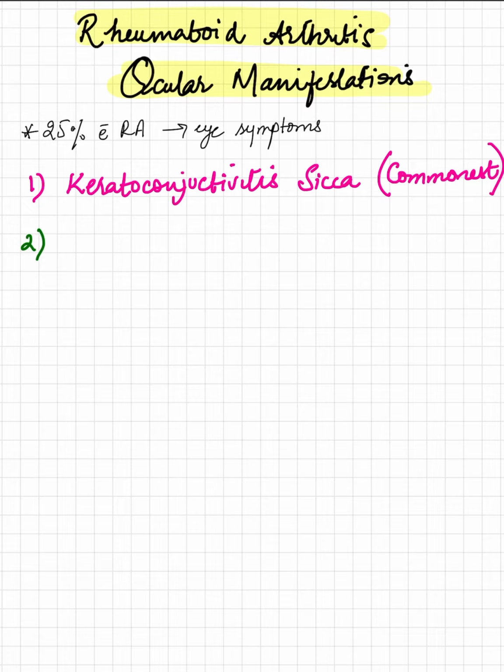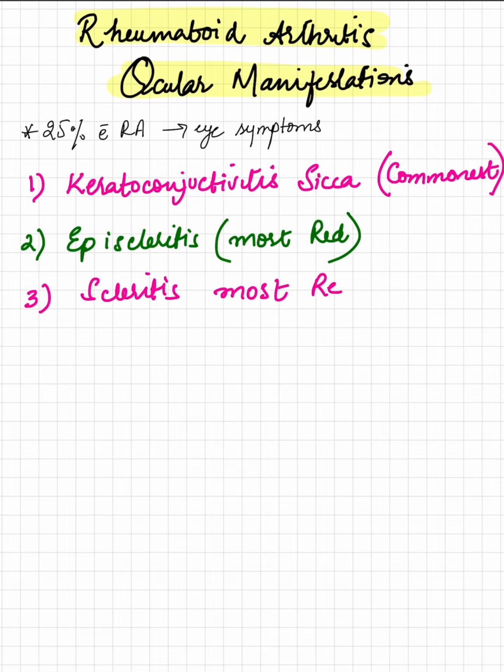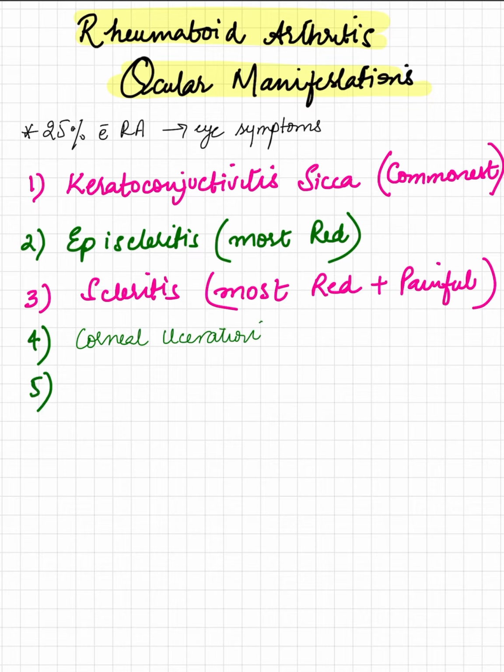If the patient with rheumatoid arthritis has redness, then the most possible cause is episcleritis. If redness is with pain, then it is scleritis. Other conditions are corneal ulceration.